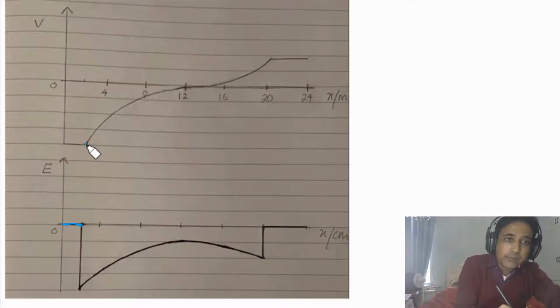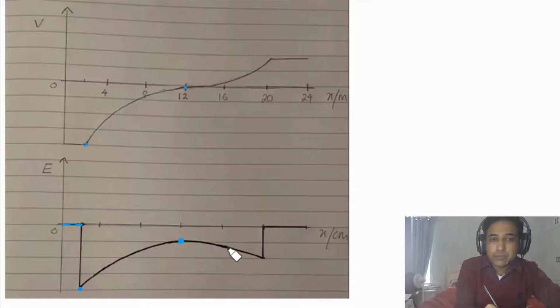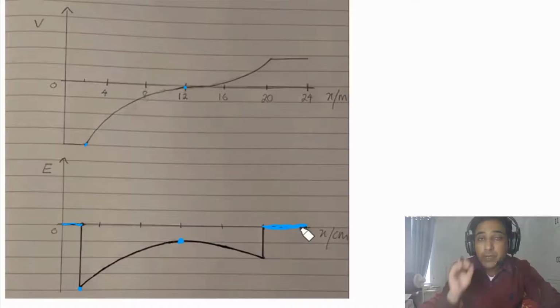Here the electric field is maximum, but it is negative. Here the electric field is minimum at this point, and then it is increasing again, but it is still negative. And inside sphere Y, the electric field is also 0. So this is how you need to sketch. Very good practice. Try this question again by yourself, and if you have any questions, leave your questions in comments.